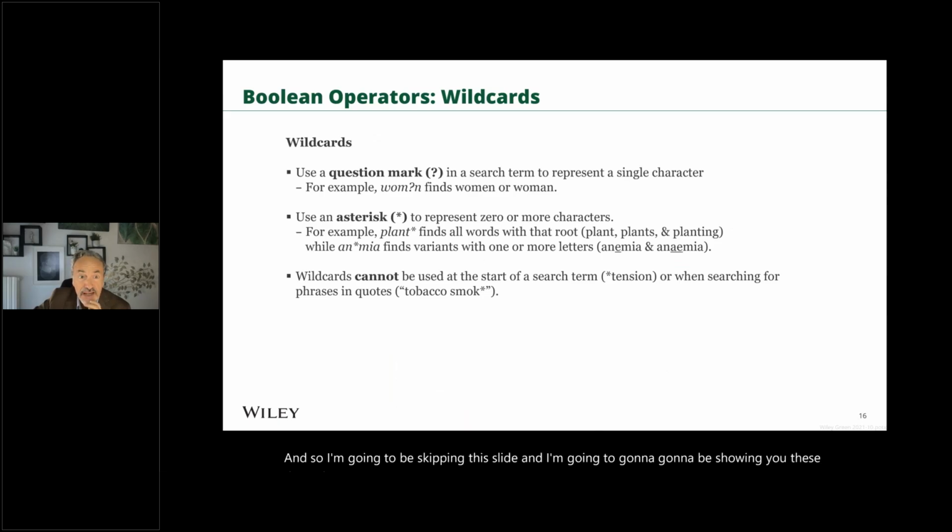One more thing that could be useful to make your search more precise or more relevant is the use of wildcards. What are wildcards? So for instance, the question mark. A question mark in a search term represents a single character. Like for instance, wom?n finds women or woman. Or you can use an asterisk to represent 0 or more characters. For example, plant* finds all words with that root, like plant, plants, planting, and same thing if the asterisk is in between characters within a word. So an*mia finds variants for 1 or more letters, like anemia or anaemia, and so on.